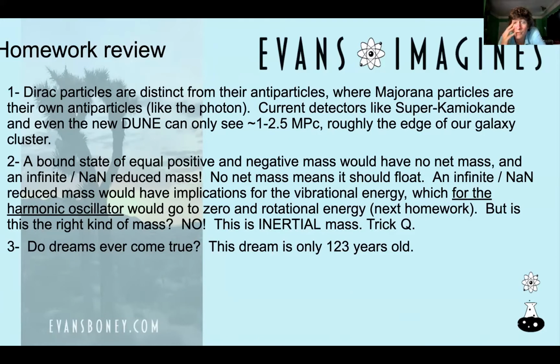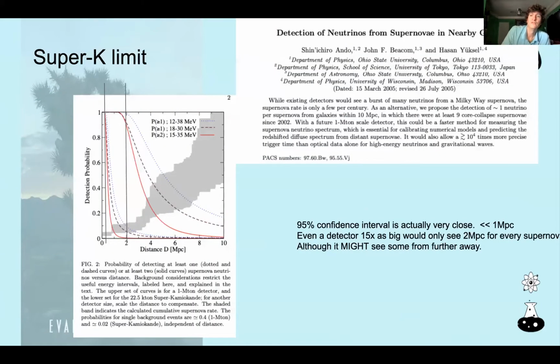Homework review, this is what we just talked about. Don't get tricked by inertial and gravitational mass. Pretty much everything we know about is inertial mass, and so then we have some gravitational mass questions that are hard. Super K limit, this is what I was referring to. I'll show you the graph, and I'm just relying on these other guys' calculation because these are the probability of seeing certain events, right? So that's all I wanted to know. So I found an example in the literature.